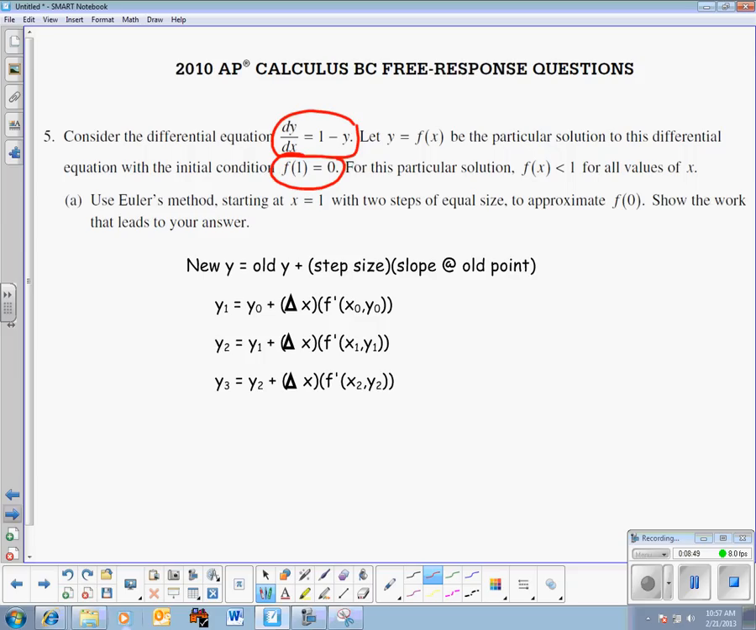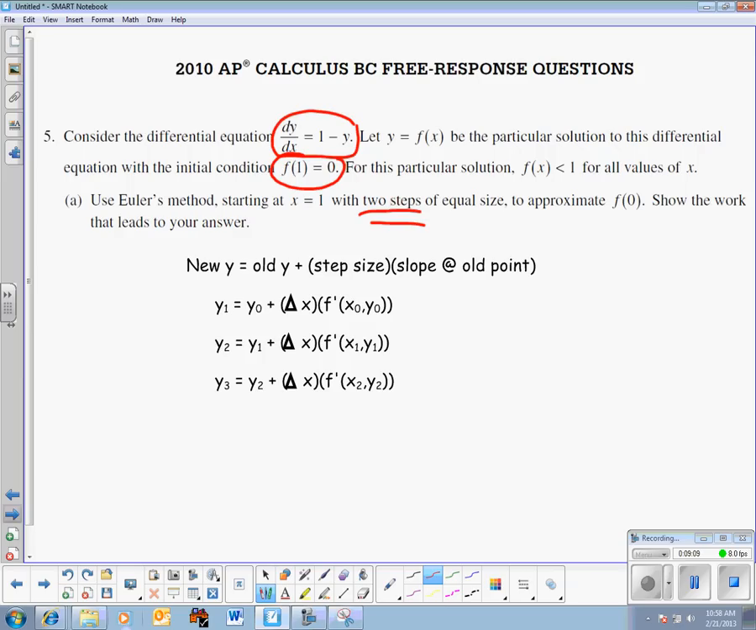So we're going to be stepping to the left twice because it says we have 2 steps, and we're just going to use this formula. New y equals old y plus step size times slope. We are starting at 1. If we're going to take 2 steps of equal size to get down to 0, then each one of those steps needs to be negative 1/2.